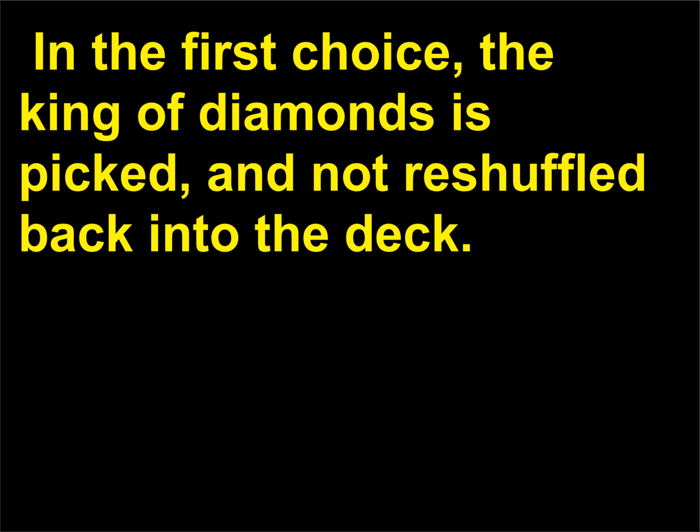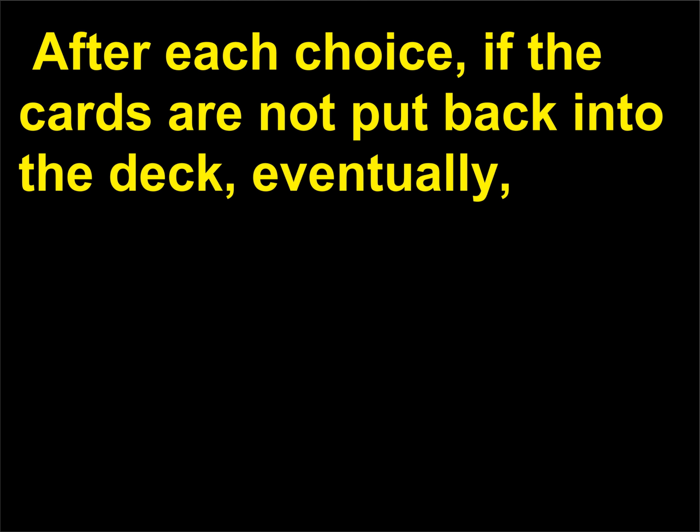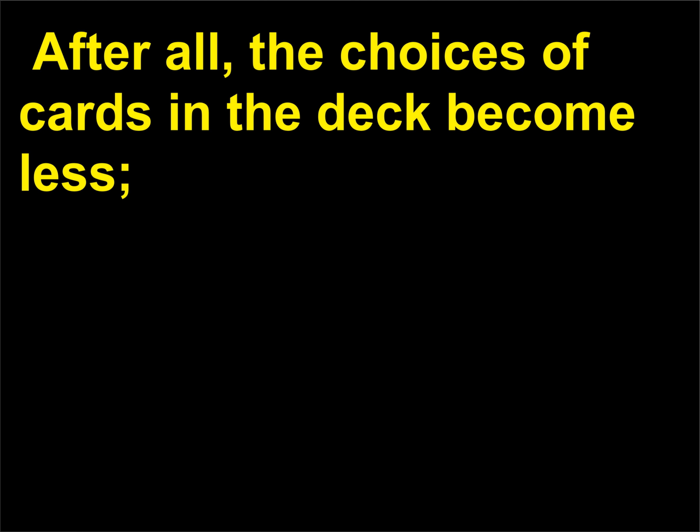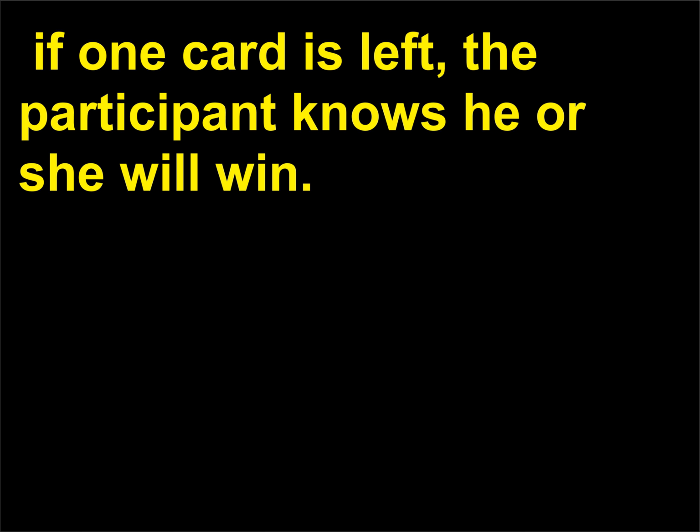In the first choice, the King of Diamonds is picked, and not reshuffled back into the deck. After each choice, if the cards are not put back into the deck, eventually, the participant's chances of picking the Queen of Hearts gets better and better. After all, the choices of cards in the deck become less. If one card is left, the participant knows he or she will win.